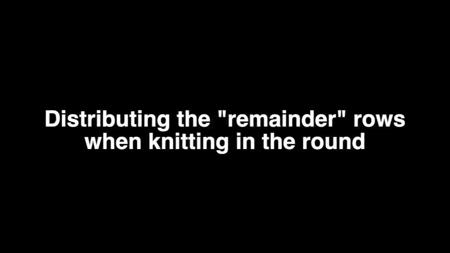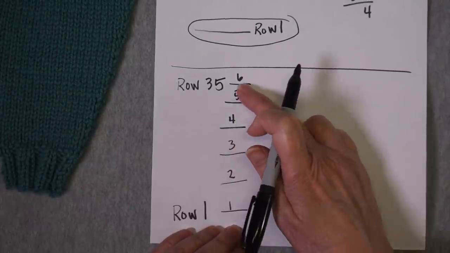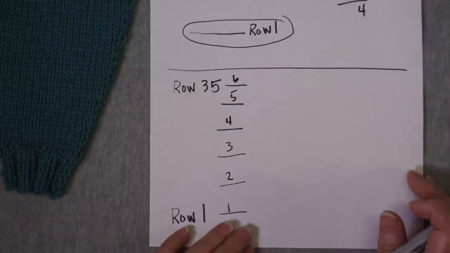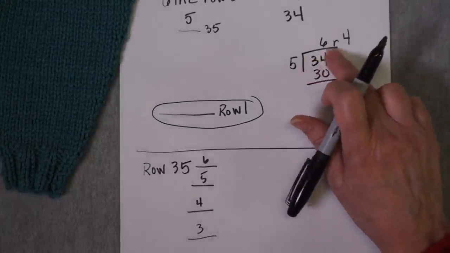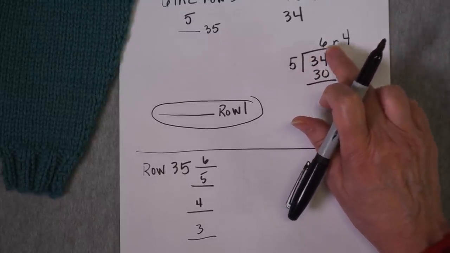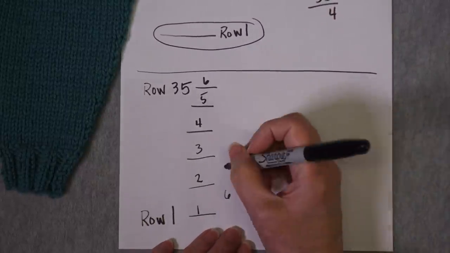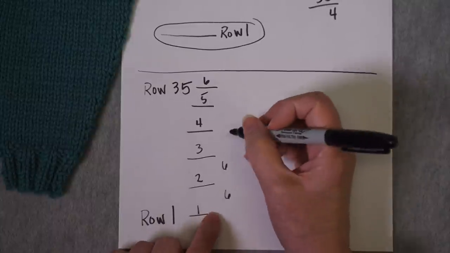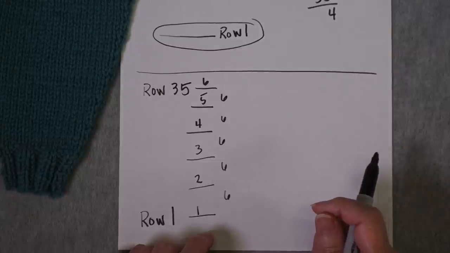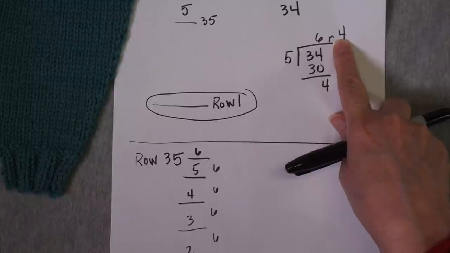So here we have, these numbers represent the actual increase rows, the first increase row, the second, the third, fourth, fifth, and sixth. And when we did our calculations that we needed to do them every six rows with a remainder of four rows, what we can see is that we would be doing the first one and then six rows, six rows, six rows, six rows, like that. And then we need to distribute these extra four rows.